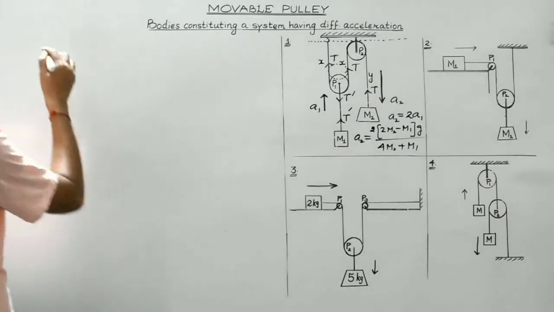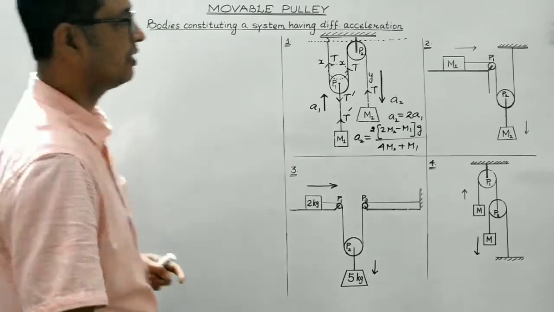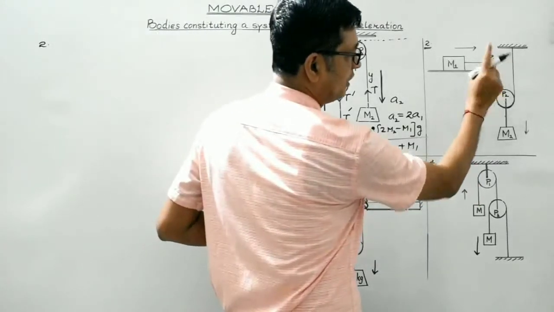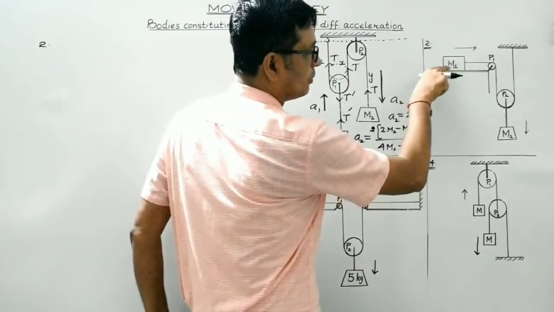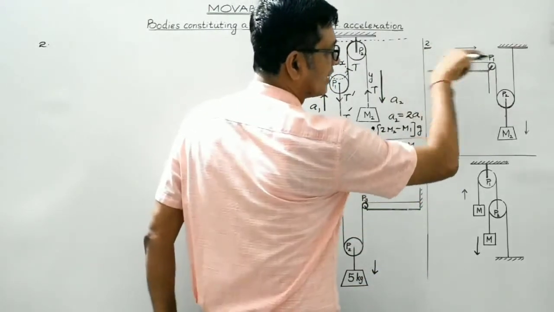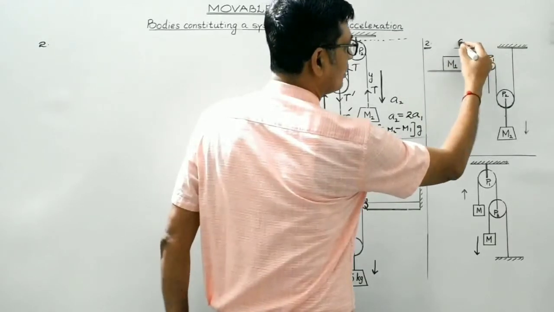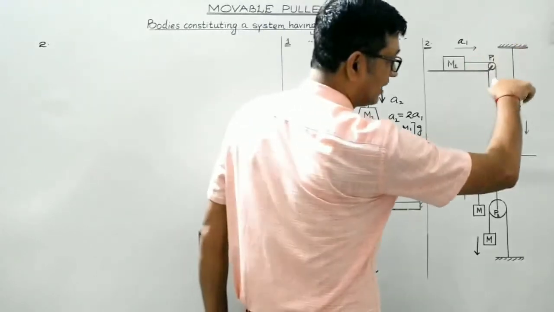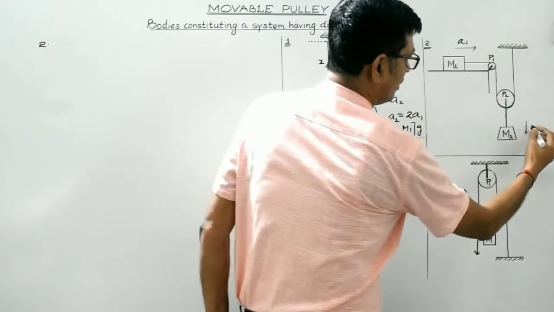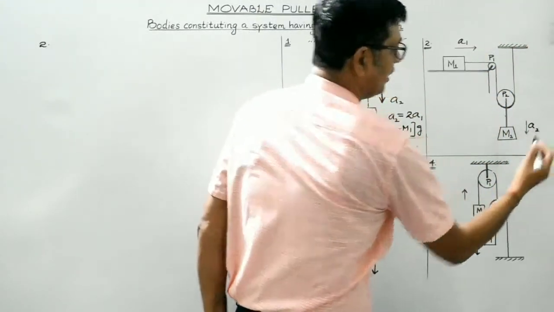Okay students, now let's consider question number 2. Again, in this case pulley P1 is fixed while P2 is movable. Suppose body M1 has acceleration towards the right, let us say A1. And body of mass M2 is accelerating in the downward direction, and its acceleration is, suppose, A2.